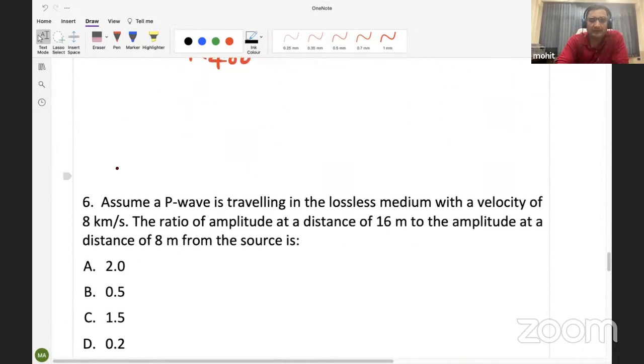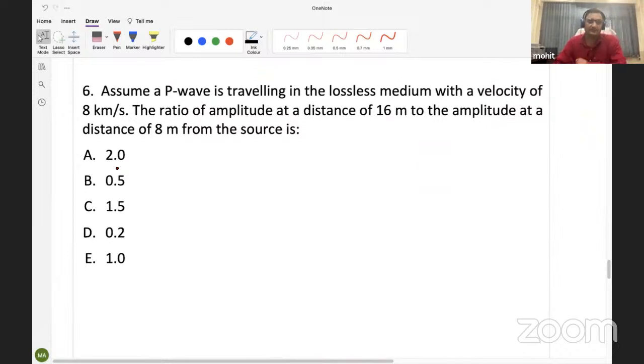Now let's look at question number 6 of assignment 7. Question number 6 says, assume a P wave is traveling in a lossless medium with a velocity of 8 km per second. The ratio of the amplitude at a distance of 16 meter to the amplitude at a distance of 8 meter from the source is.